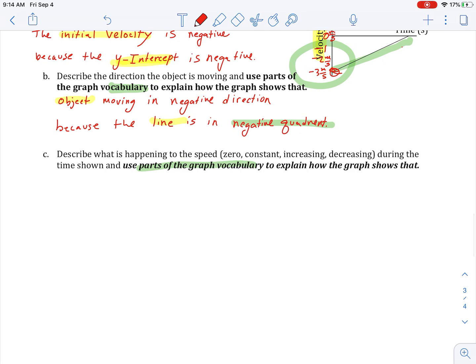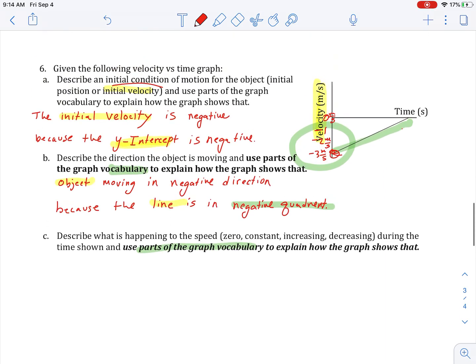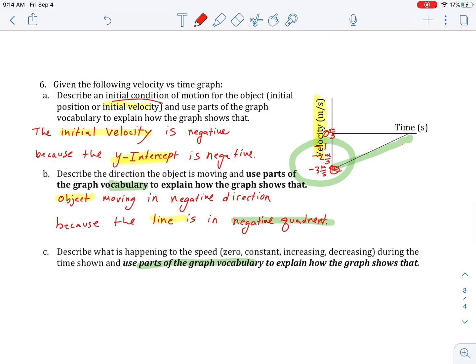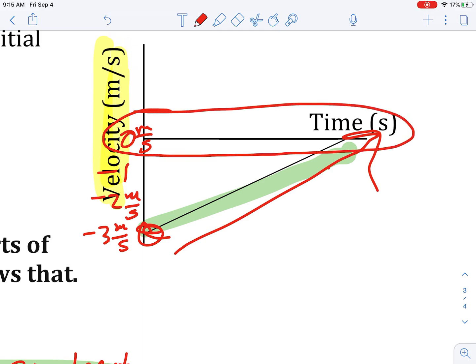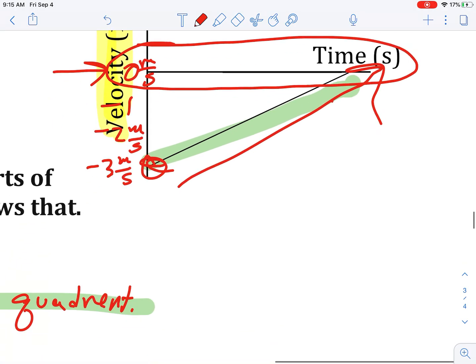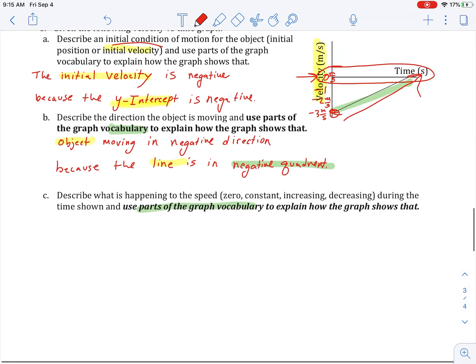Okay. Last one, describe what is happening to the speed. Is the speed zero? Is it constant? Is it increasing? Is it decreasing? Well, one of the rules, if you will, about velocity graphs is that if the line is getting closer to the x-axis or the time axis, it means that we are slowing down. And just like I reminded you a moment ago, that makes sense because the time axis corresponds to a velocity value of zero, meaning you're at rest. So if your speed is getting closer to zero, we know you're surely slowing down. So now we just have to write that out.